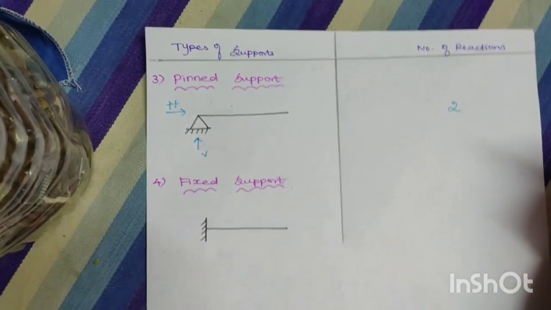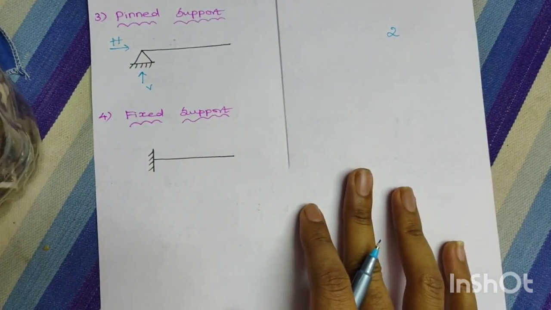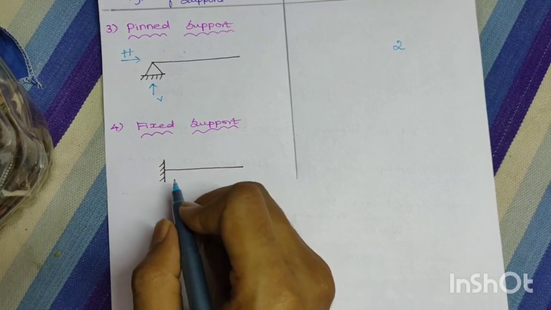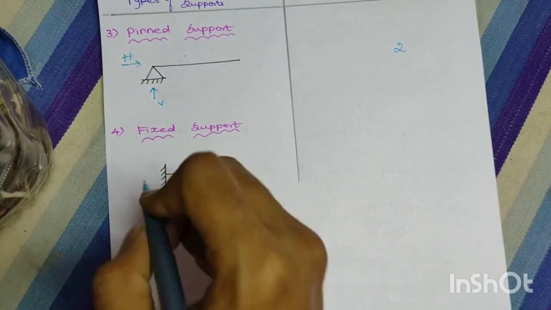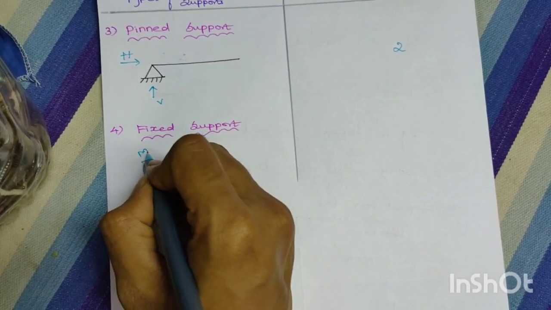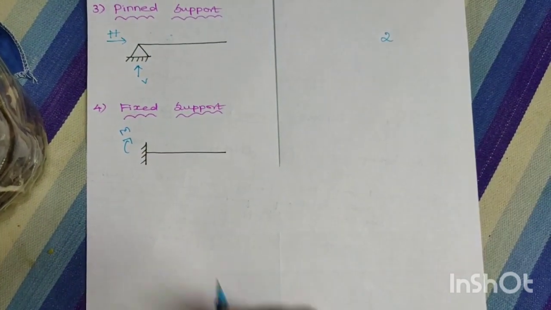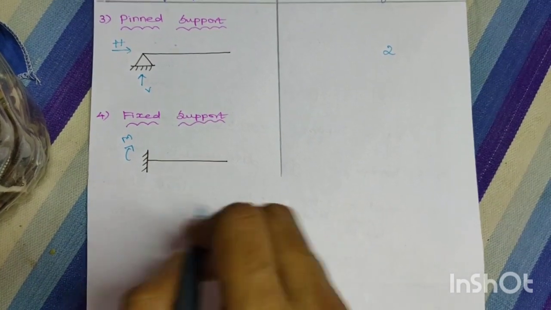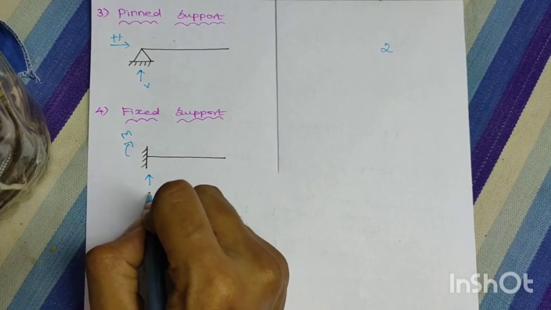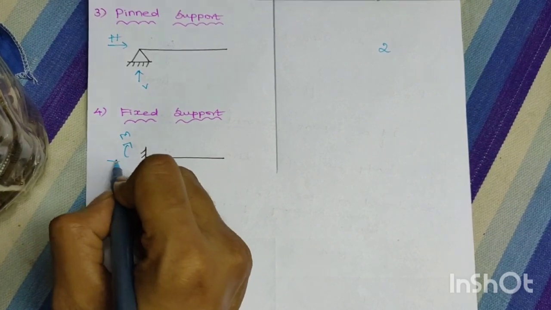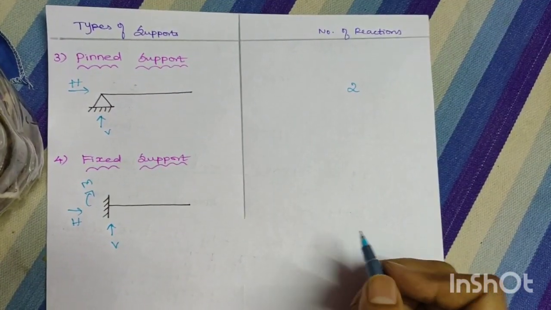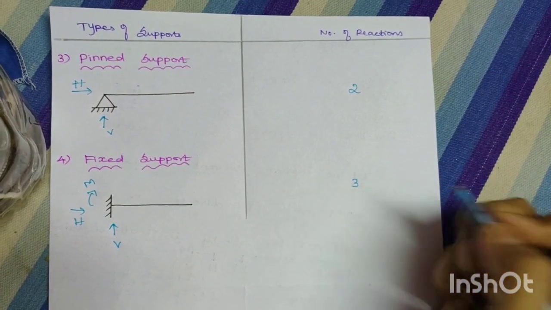The last support we are going to see is the fixed support. The fixed support can resist rotation, therefore a bending moment will come. The fixed support won't allow any translation in both the horizontal direction as well as the vertical direction, so it will have a vertical reaction as well as a horizontal reaction. Therefore the number of reactions for a fixed support is equal to 3.